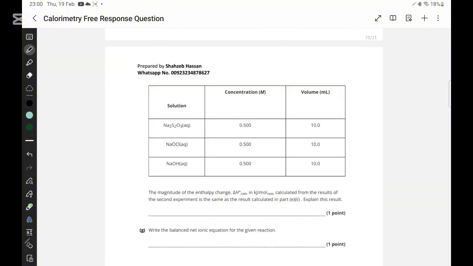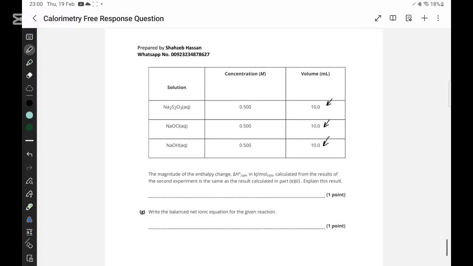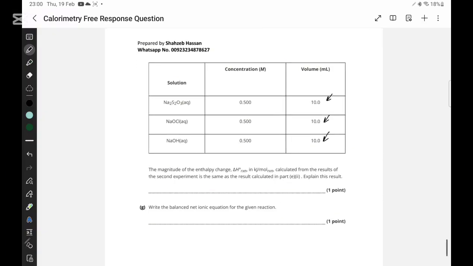Now they are saying that the volume gets doubled. So if the volume gets doubled, calculate whether the result from the second experiment is the same as the result calculated in part E2. Explain this result. What has happened here is that by doubling the volume, the moles of reactants are also doubled.